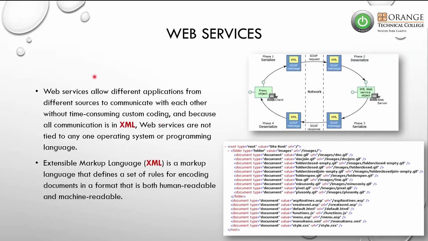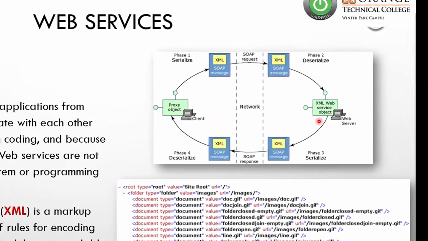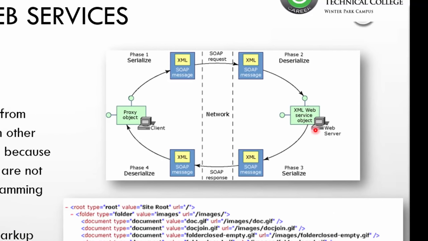Web services is a fascinating concept that allows different applications from different sources to communicate with each other without time-consuming custom coding because everything is done in XML. So let's say you've got a Windows 10 PC and you're connecting to a Linux Apache server over here. They have a proprietary database, a proprietary application with a web front end. What makes this so amazing is your operating system is totally different from the server, but because of web services and XML, we can pass information from your Windows Explorer browser to a very different type of application on the web server, all using XML.